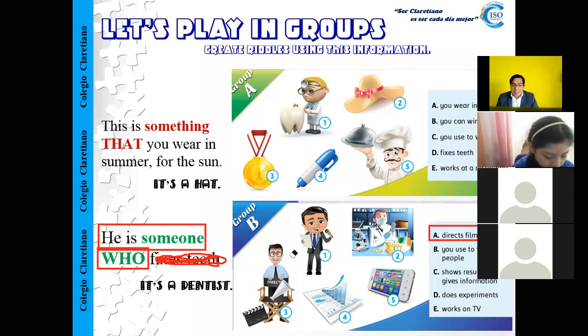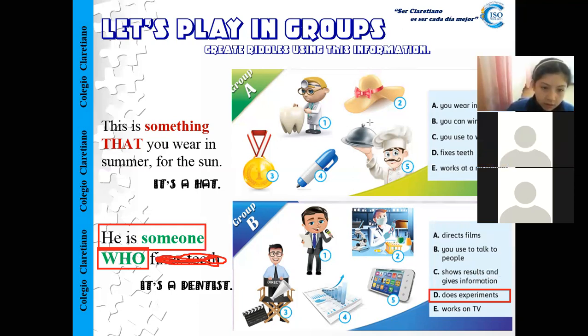It's easy. Rose, please read this order. Read to the group. Okay. He is someone who does experiments. Who is it, Byron? Adriana? Megan, who is it? Can you repeat, please? He is someone who does experiments.